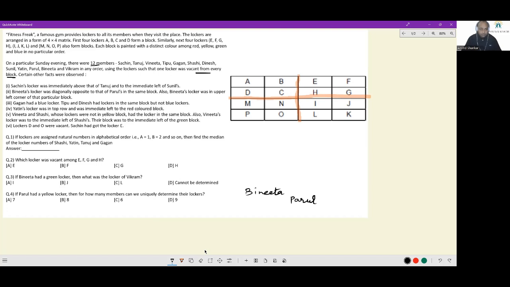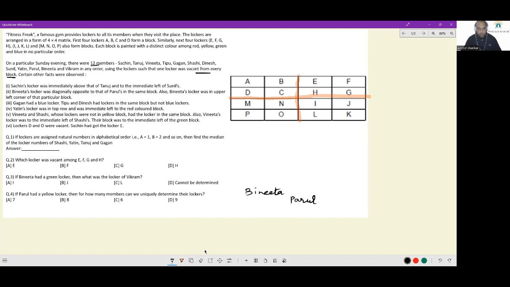Gagan had a blue locker. Tipu and Dinesh had lockers in the same block, but not blue lockers. So Gagan and Tipu and Dinesh are supposed to be in separate blocks, but we can't record anything right now. Yatin's locker was in the top row and was immediate left to the red colored block.